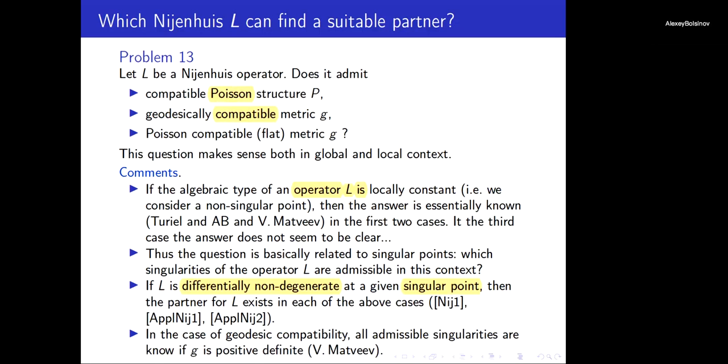However, if we relax this condition and, for instance, replace differential non-degeneracy by GL regularity, then the question is totally open. We don't know which singularities are allowed and which are not. And if you ignore any conditions and take just an arbitrary operator L with, for instance, a singular point of the scalar type, then it's not clear at all what happens, which singularities are allowed and which are not.